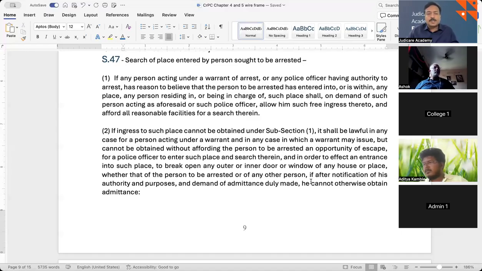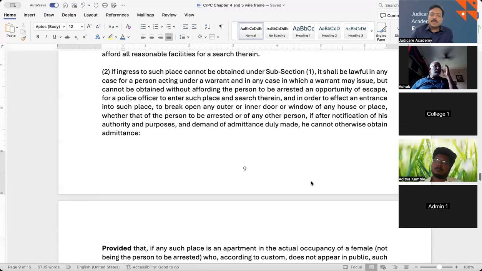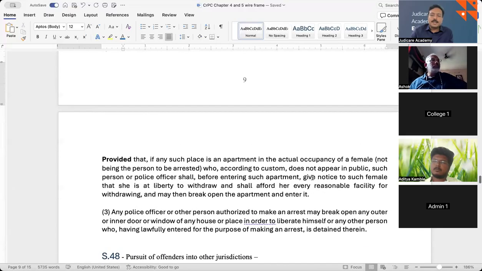This applies if, after notification of his authority and purpose and demand of admittance duly made, he cannot otherwise obtain admittance. So how can you produce the authority? You can produce the authority to the owner or the controller of that vicinity. You can ask their support to enter, to facilitate your entry safely and to secure all the exit points, or you can make an announcement verbally or through a phone, microphone or speaker that you come and surrender. In case he or she is still not doing so, 47(2) allows you to break doors and windows at any level and go inside and ensure that the person is arrested.